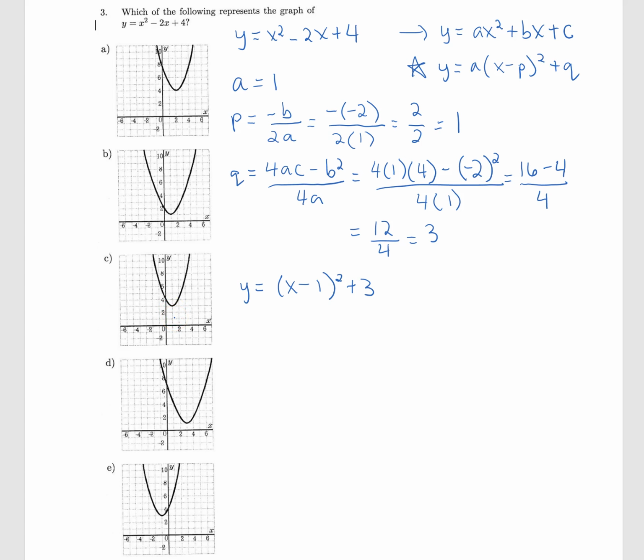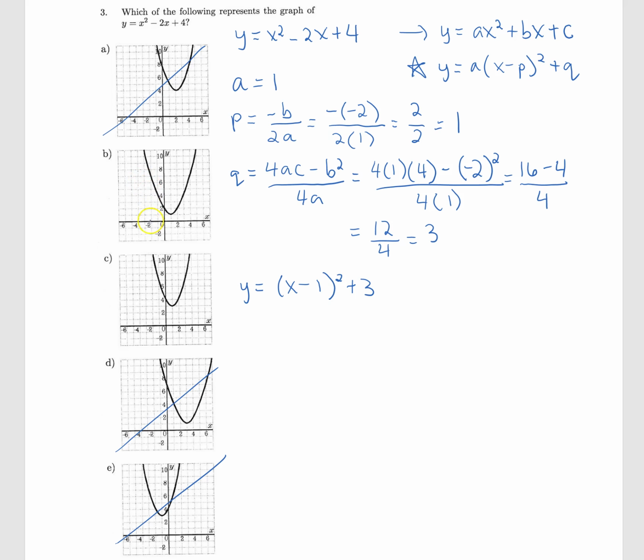So in A, our vertex is at x equals 2, so that doesn't work. B looks like it's at x equals 1, C looks like it's x equals 1, so those are possibilities. D is again at x equals 4, it's not going to work. And E is at x equals negative 1, but we know it's moving to the right in this case, so that's not going to work.